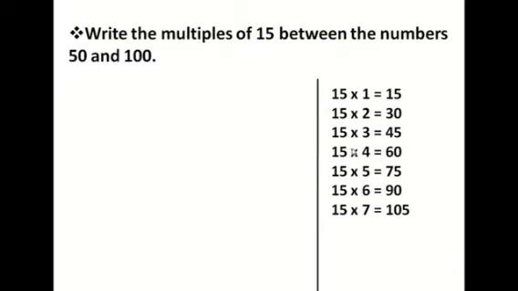So here you can see 15 threes are 45. We cannot take it because we have to start from 50. So 15 fours are 60, we can take. 15 fives are 75, we can take. 15 sixes are 90, we can take. But we cannot take 15 sevens are 105. So underline those products: 60, then 75, then 90. You can write out the final answer: 60, 75 and 90 are the multiples in between 50 and 100.